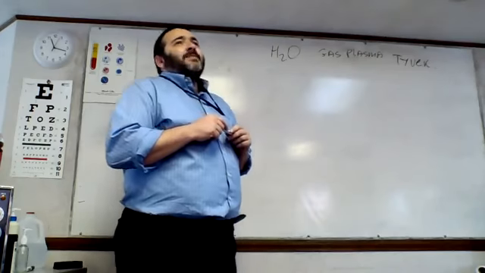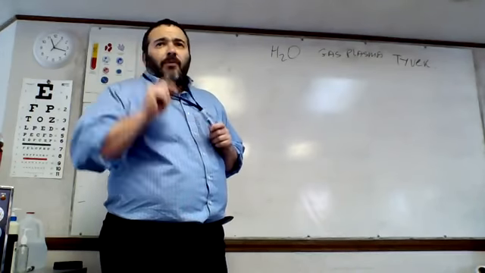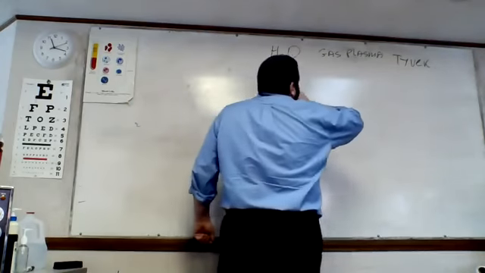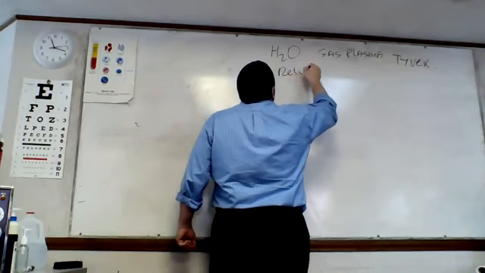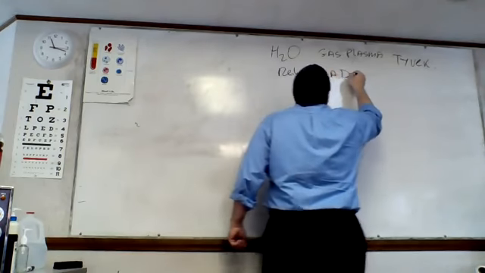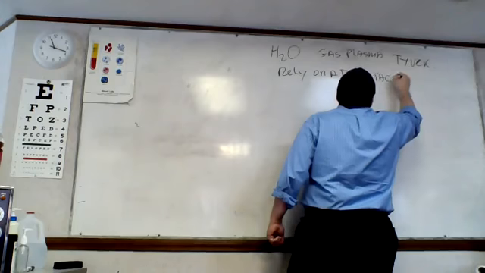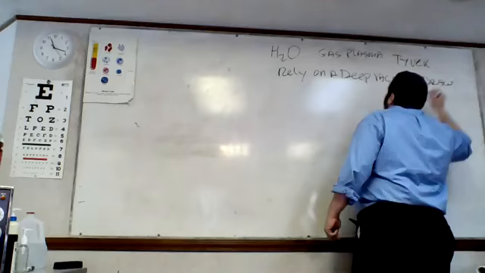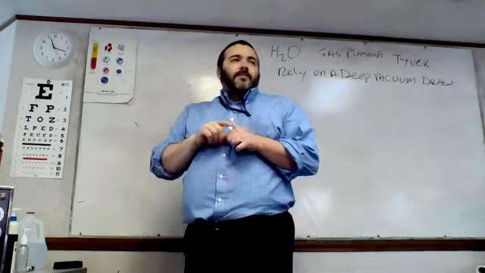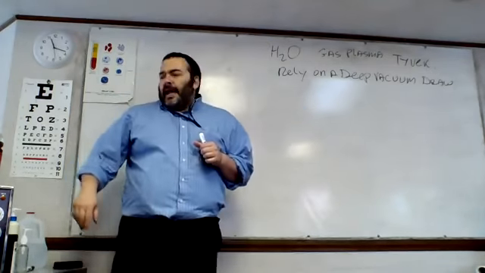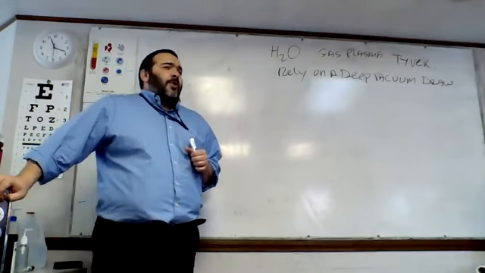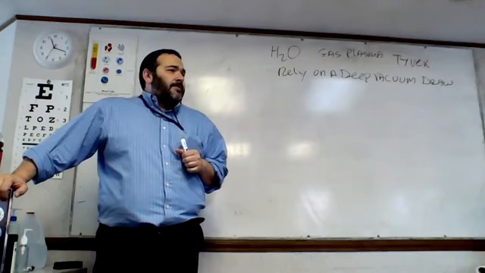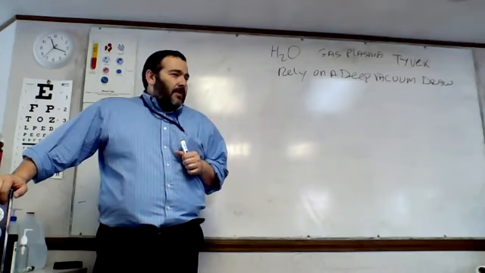How do gas plasma sterilizers work? Very important aspect you have to remember. H2O2 or gas plasma sterilizers rely on a deep vacuum draw. Now, once you write that down, it's very important for you to have. So H2O2 relies on the deep vacuum draw.